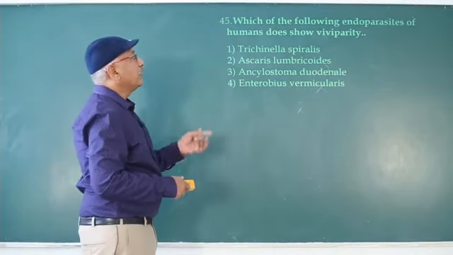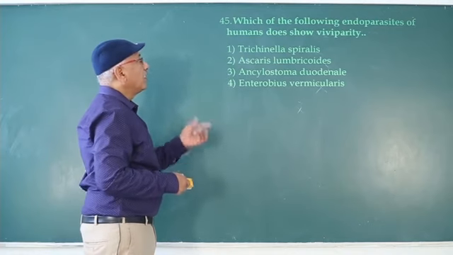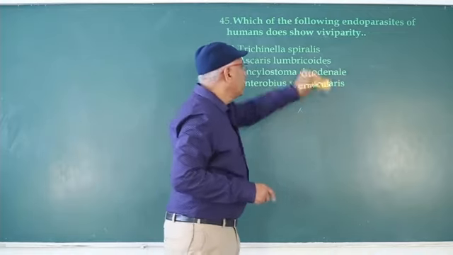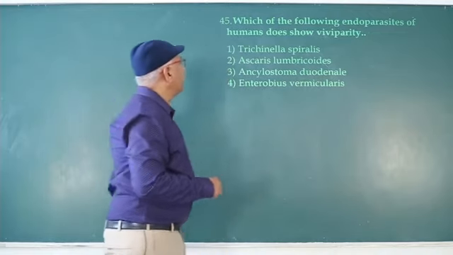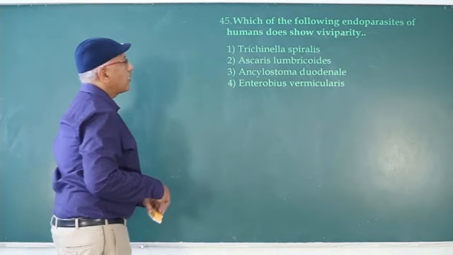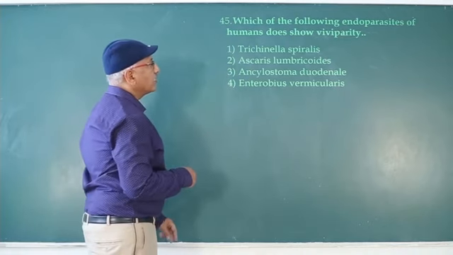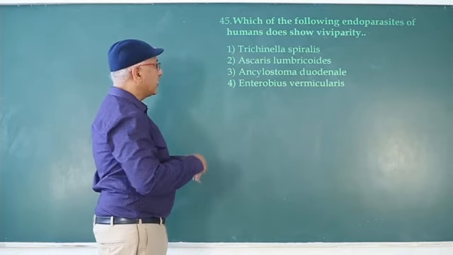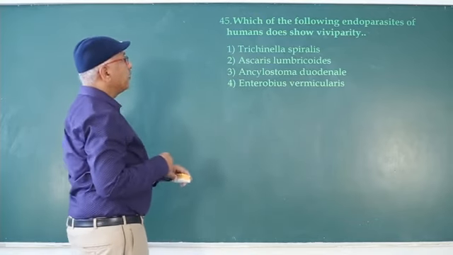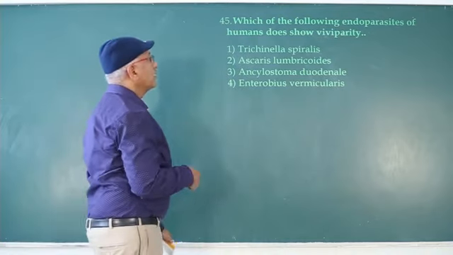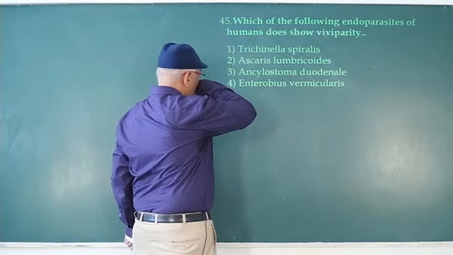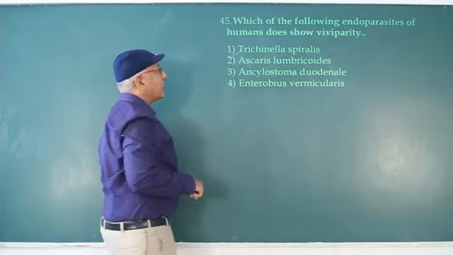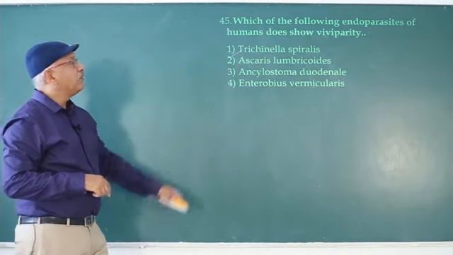Next one. Which of the following endoparasites of humans shows viviparity? Viviparity means giving birth to young ones. Trichinella spiralis, Ascaris lumbricoides, Ancylostoma duodenale, Enterobius vermicularis. Viviparous means giving birth to young ones. Ascaris you already know lays eggs, as do Ancylostoma and Enterobius. So Trichinella spiralis exhibits viviparity.